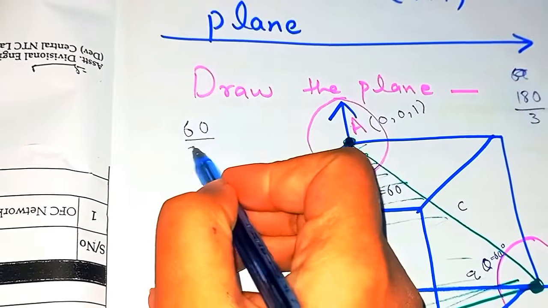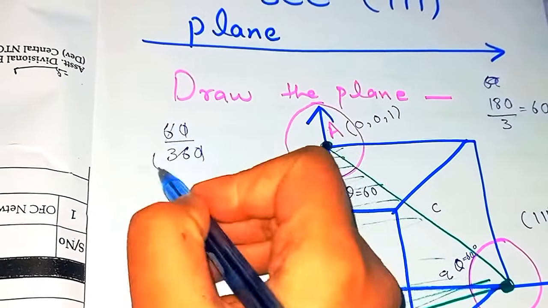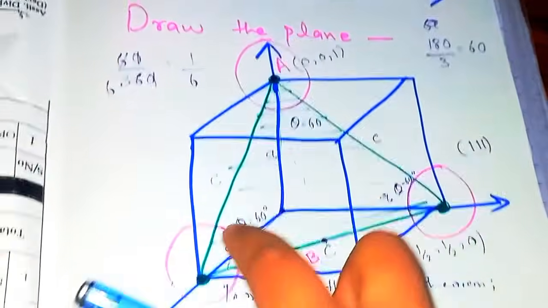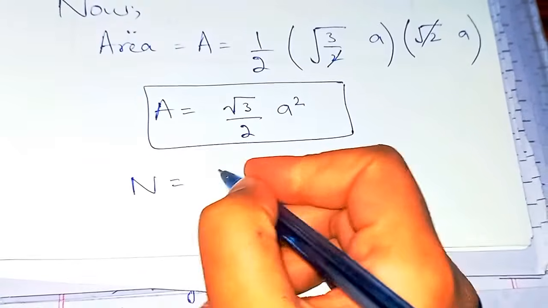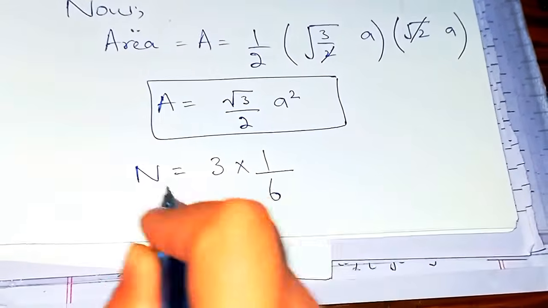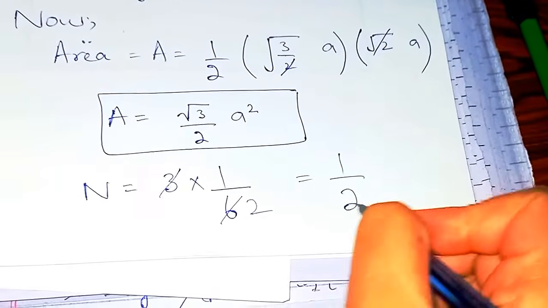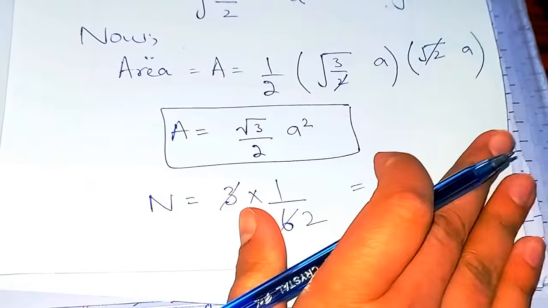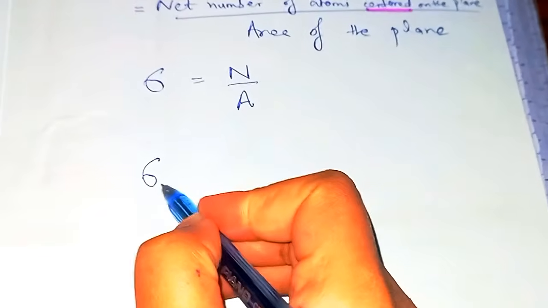So the atom's contribution to the plane is 60 divided by 360, which is 1 over 6. So 1 over 6 by this atom, 1 over 6 by this atom, 1 over 6 by this atom. So what is the total contribution? Capital N is equal to 3 times 1 over 6, because there are 3 atoms, all of them the same, so it's 1 over 2. That is 1 over 2, and let's find out the ratio.